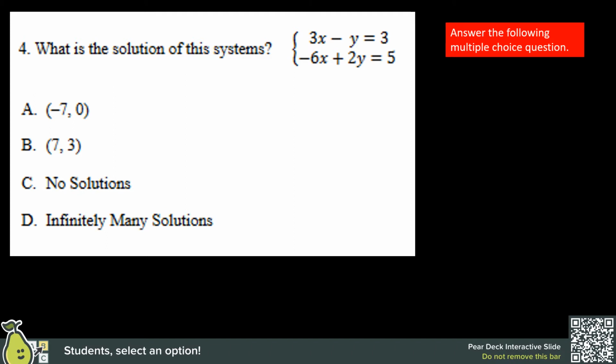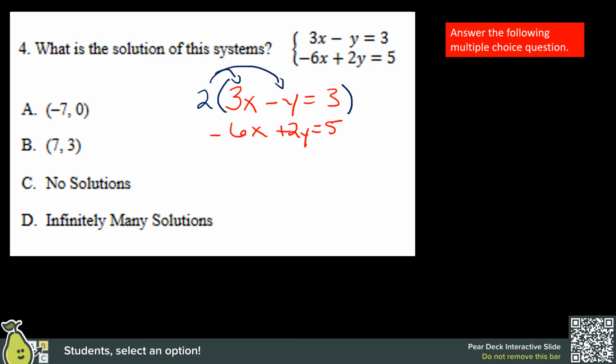So what is the solution of this system? Okay, so when solving this, guys, you all can actually use Desmos to solve this. Graph the two equations and see what solution you get. I'm going to go ahead and do this by hand, though. You guys can follow along. We have 3x minus y equals 3, and negative 6x plus 2y equals 5. Well, I'm going to solve this using elimination. I'm going to multiply this equation by 2. So when I distribute everything, I'm going to get 6x minus 2y equals 6.